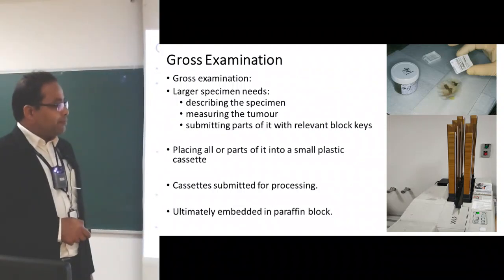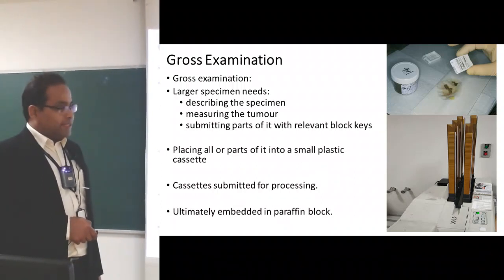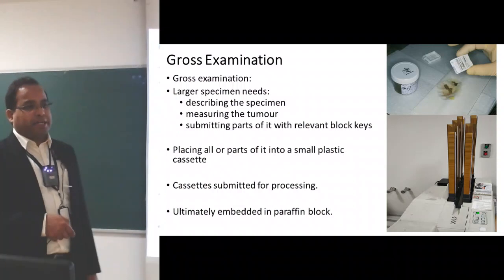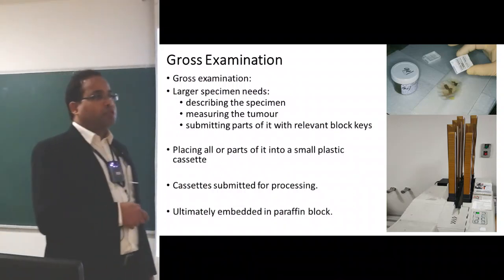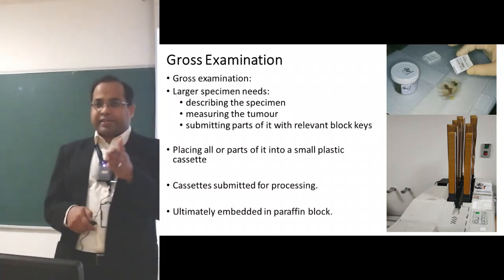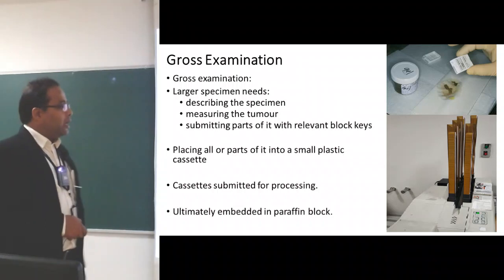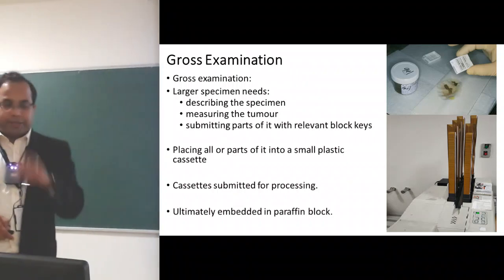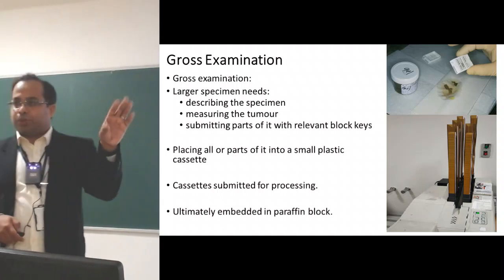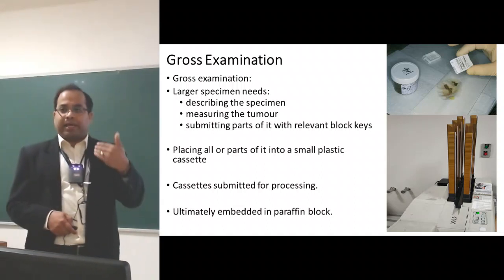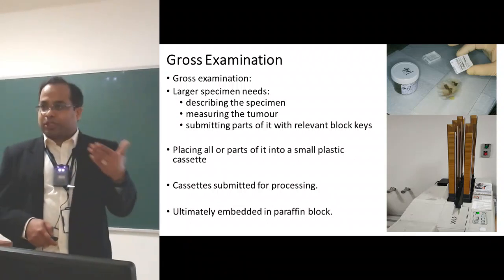This is our cassette printer, which prints the cassettes according to the numbers they have been initially given, because once they are out of this container, it is important to retain that identification, otherwise we will lose the identity of the particular specimen. Now, gross examination of a small tissue, in which we put the entire tissue through, doesn't need much effort.